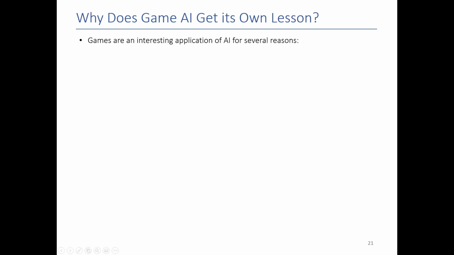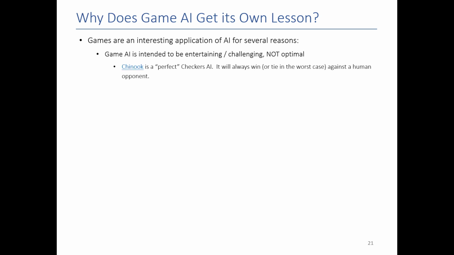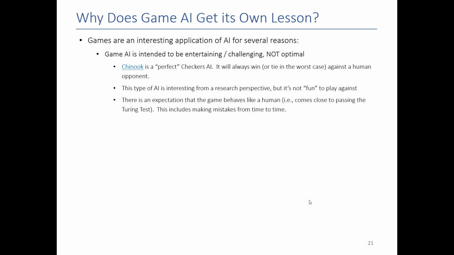So why do games get their own lesson? Well, games are an interesting application of artificial intelligence for several reasons. First and foremost, they're intended to be entertaining, but not necessarily optimal. So for example, in the slide deck that you're going to be able to download, I have a link here so you can play a perfect checkers AI. It can always win. So from a research perspective, that's cool, but it's not exactly fun, right? The expectation from players is that an AI for a game is challenging yet fun. That means it has to make mistakes from time to time. It means it has to pass the Turing test.